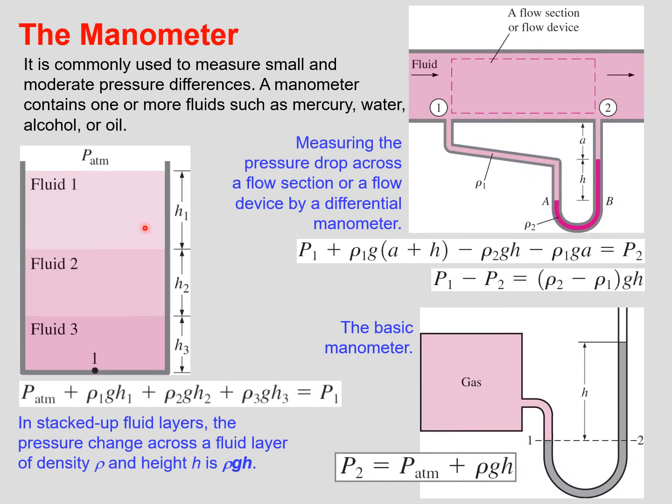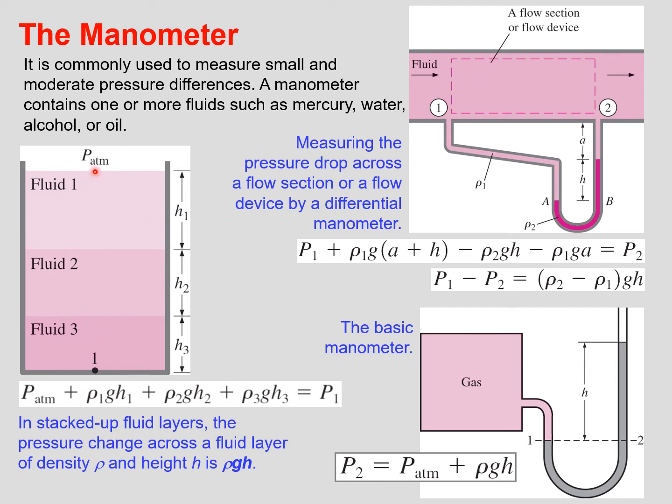Okay, let's take a look at the manometer. The manometer is commonly used to measure small and moderate pressure differences inside of a fluid. A manometer contains one or more fluids such as mercury, water, alcohol, or oil. So the key to understanding how a manometer works is to understand the slide on the left here.